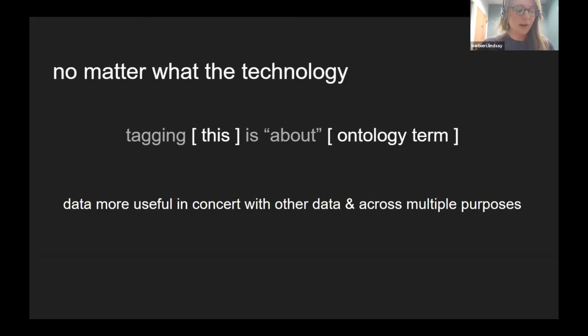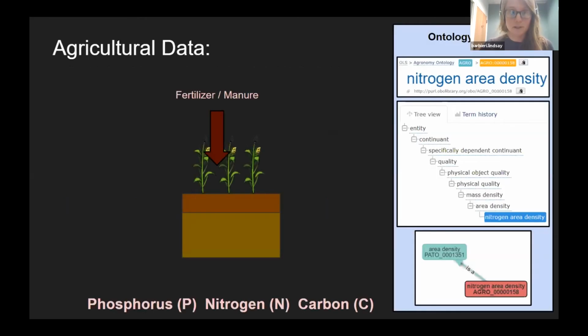I know I'm at 12 minutes, but I do want to quickly bring it to the semantic linking, because I think a lot of what I've seen at ESIP has been really awesome movement in that direction. No matter what the technology and the data streams coming off of it, if you're tagging the data with an ontology term, that can be a really useful way to use data across multiple purposes.